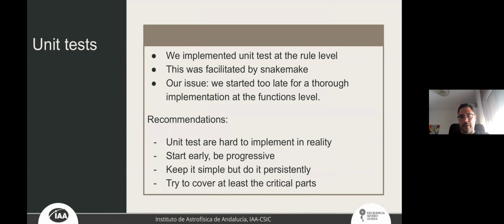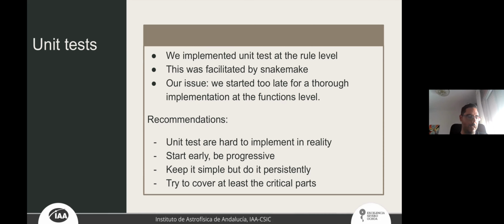Unit tests, this was one of the criteria for reproducibility. We implemented unit tests at the rule level. So in this workflow, in Snakemake, we could test the rules, and this was facilitated in part by Snakemake. But our issue is that we started too late for a thorough implementation at the functions level. The practice would be to have tests for every function, but the challenge was limited in time, and we didn't have time to do it at that level, but at least the rules could be tested.